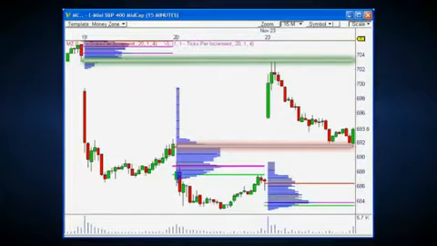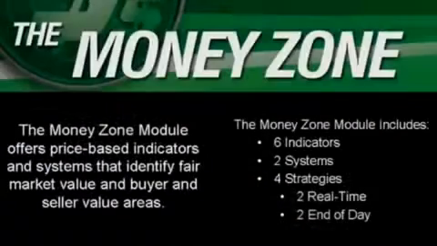Again, if you do not have the Money Zone, you are going to miss out on these prime opportunities. Now you can see why I believe the Money Zone module is one of the most powerful plugins we've ever released.